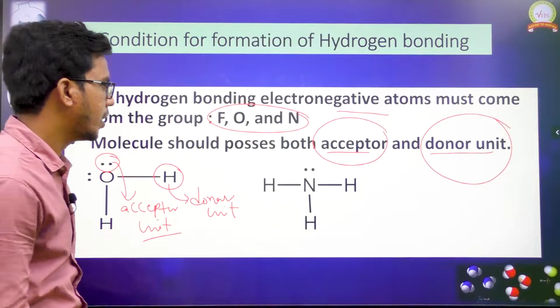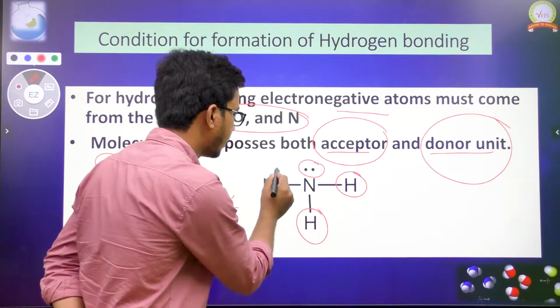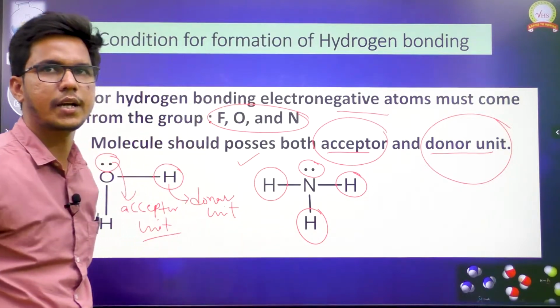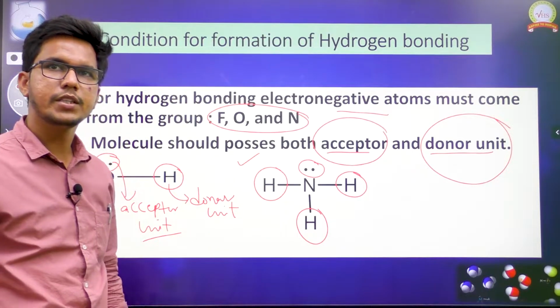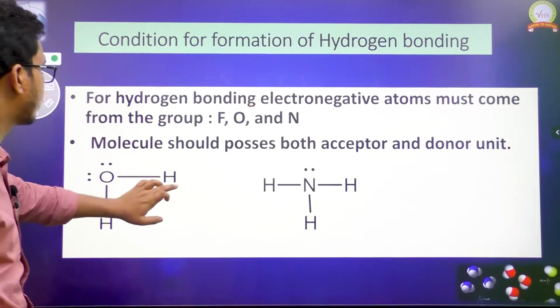Now if we take this one, we have an acceptor unit and we have three donor units, because of which ammonia can form hydrogen bonding. Okay, these two must be there to form hydrogen bonding. Now let us see some other examples.